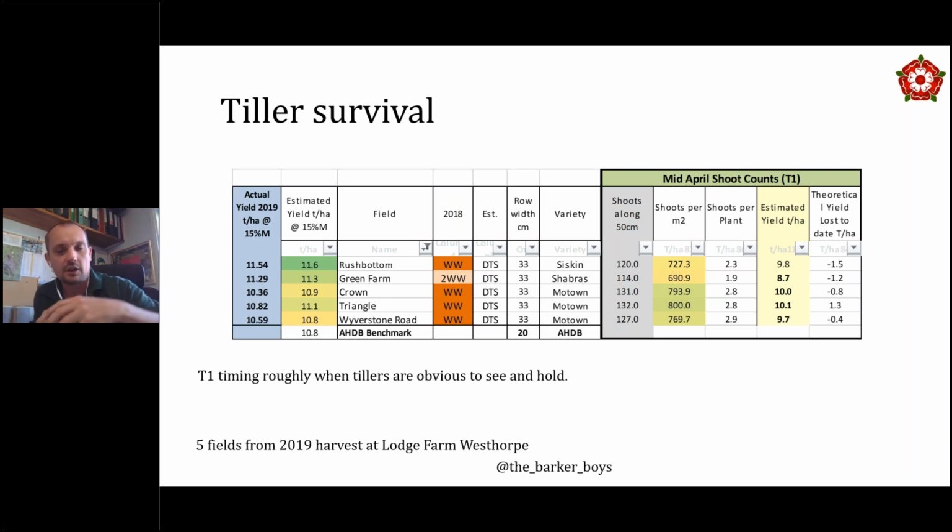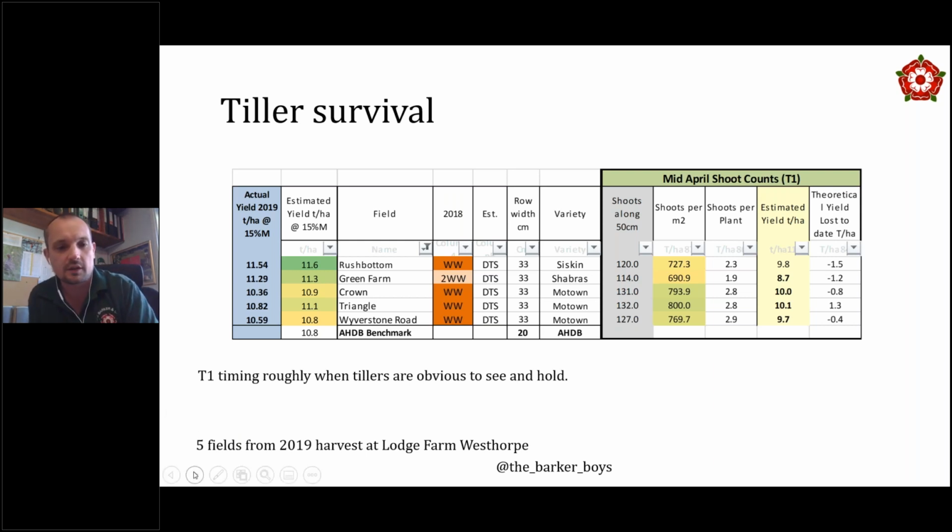You need to take the average approach, and this is what I've seen over the last 4 years. We've got some really close correlations between what we've taken off and the final average of all the counts and results we've done. And so you can start looking at how many shoots per plant, and you go into the real detail. Along this 50 centimeter run, we were getting 120 shoots or developing tillers, and then multiplying that up with a calculation was quite good.